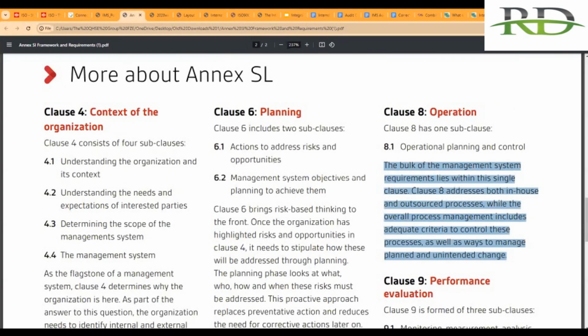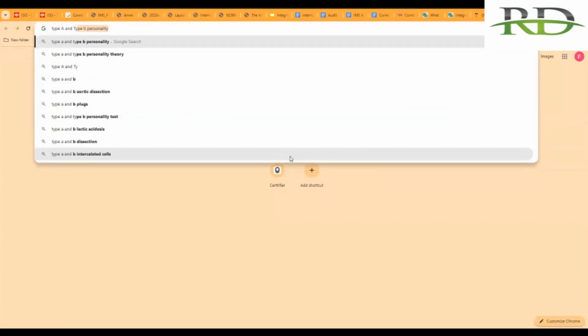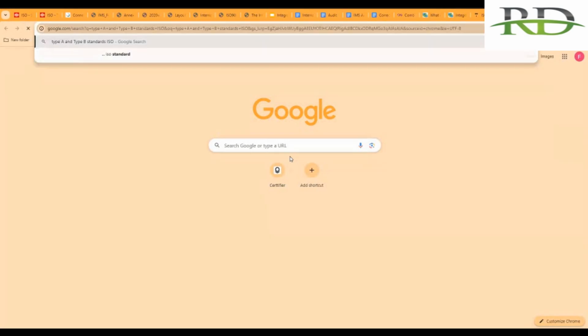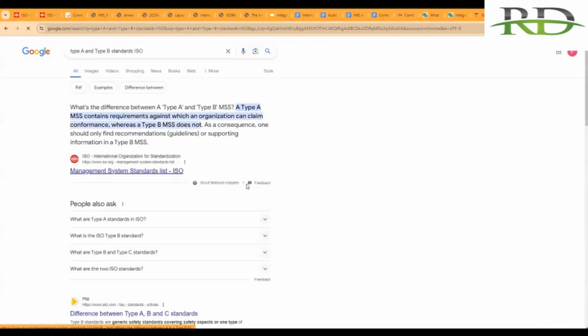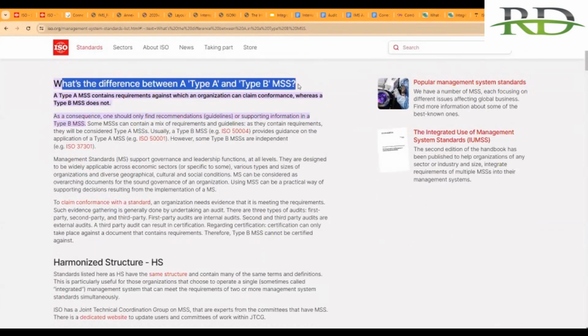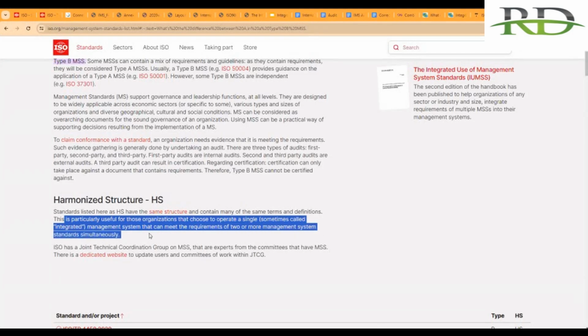If you want to get more information, you just go on the internet and type A and type these standards, and then you say ISO like this. If you do that, you're going to see that ISO also gives you an explanation of the difference between type A and type B standards. Annex SL and the IMS fall under the type B standards. Many of these type B standards contain the same definitions. This is particularly useful for organizations that choose to operate a single, sometimes called an integrated management system that can meet the requirements of 2 or more management system standards simultaneously.